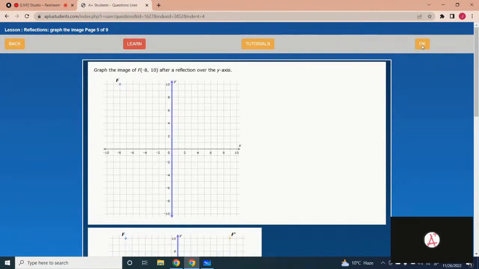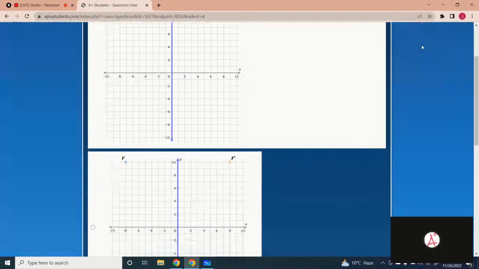Okay, the next one is graph the image of negative 8 and 10 after a reflection over the y-axis. Got it? Y-axis means you have to change the x value to the opposite sign. So x is negative 8. Now that means the new reflected values are 8 and 10. The original one is negative 8 and 10, so the reflected one is 8 and 10.